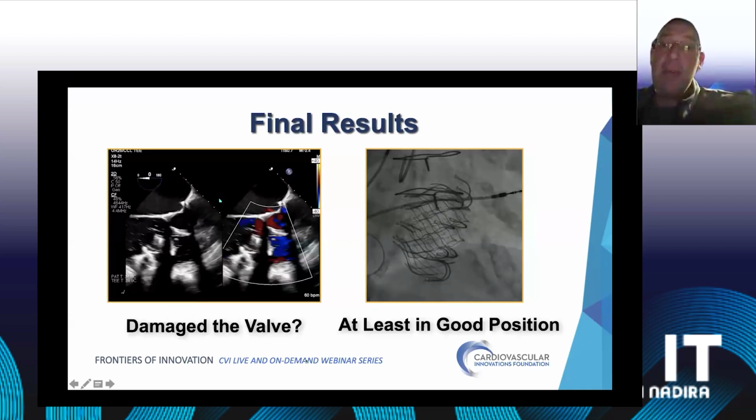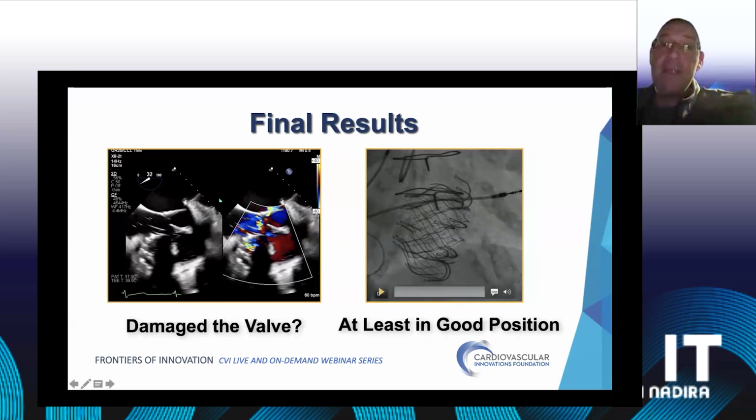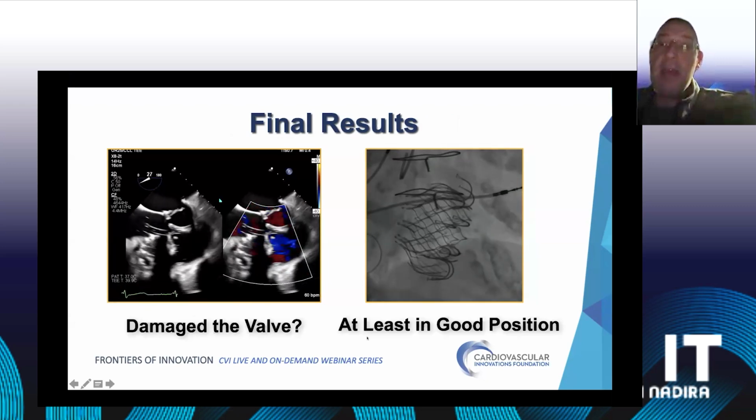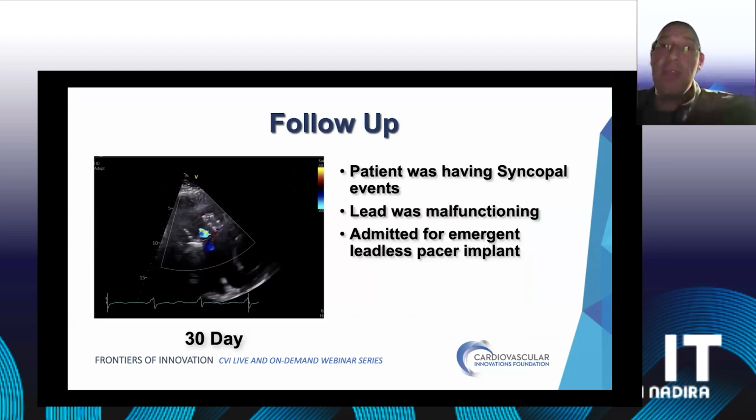But luckily, we were able to use the force of the delivery system to cant the lead and cant the valve around the lead, and we were able to achieve very good results. Mild PVL, if you go next, and we might have damaged the leaflet of the valve as we tried to push it with the delivery system. So in follow-up, the patient was doing well. However, she had syncopal events, and after all of the pushing and the pulling on the lead, we interrogated the lead, and it was malfunctioning. The patient was admitted for emergent leadless pacemaker implantation. So she's still doing well, but I think I learned quite a bit in this case.